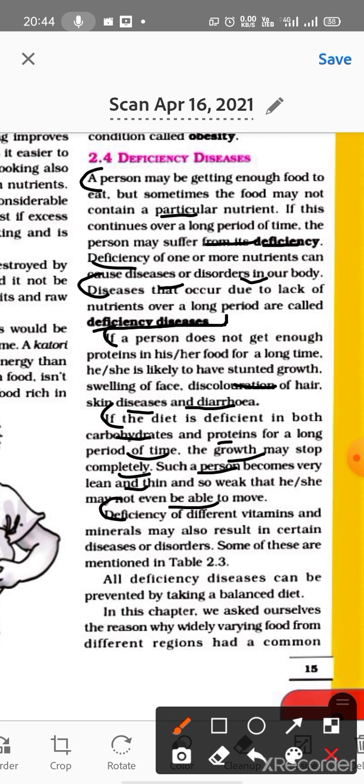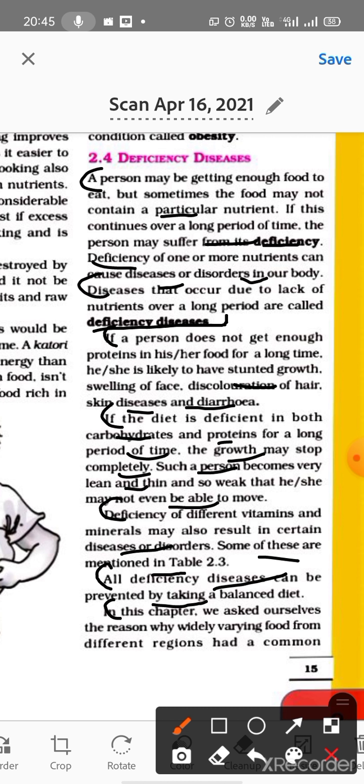Deficiency of different vitamins and minerals may also result in certain diseases, disorders. Some of these are mentioned in table 2.3. So if you have not taken vitamins and minerals, it may result in certain diseases that we will study in table 2.3. All deficiency diseases can be prevented by taking a balanced diet. If we take a proper balanced diet, then all these deficiency diseases can be prevented.